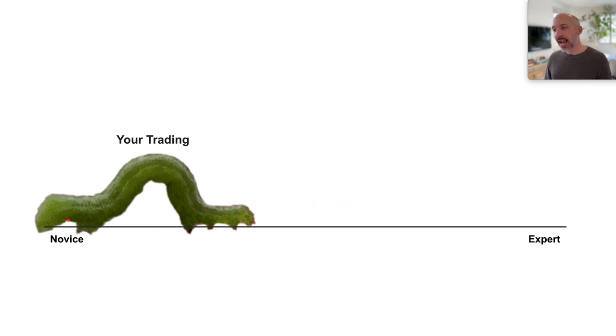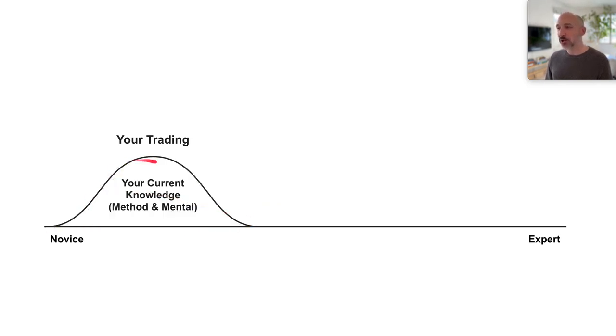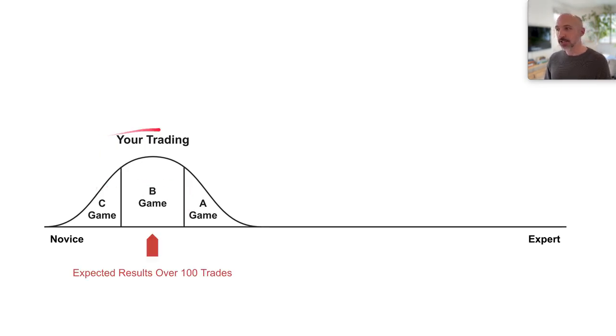Because if you look at the inchworm, it looks an awful lot like that bell curve we just talked about, doesn't it? In fact, you could remove this inchworm and say, this is your trading. This is your current knowledge of methods of trading and your mental knowledge of your own trading, right? Techniques for the tactical side of trading and for the psychological side of trading, okay? This is your A and your B and your C game. This is your trading. These are your expected results over 100 trades, somewhere around your B game, since frequency and performance line up to the bulk to be right here, okay?